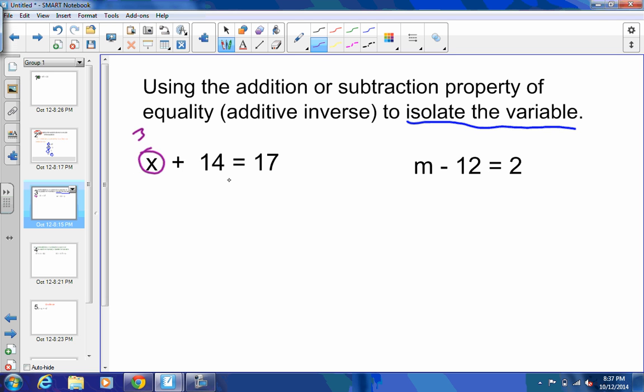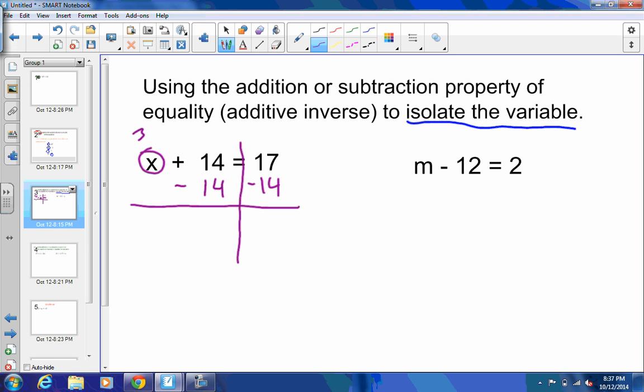Since it's a positive x, we can get rid of this 14. So let's say we subtract 14. Remember, the inverse operation of addition would be subtraction. But in order to keep our equation balanced, we also have to do it to the right side of the equal sign. And if it helps, sometimes I like to just draw a line down here so we know that's where the balance is in the middle.